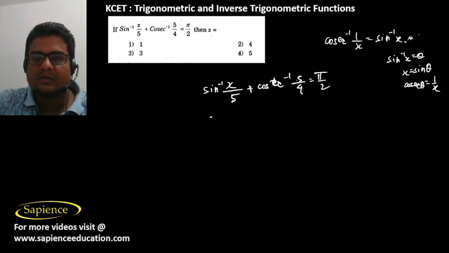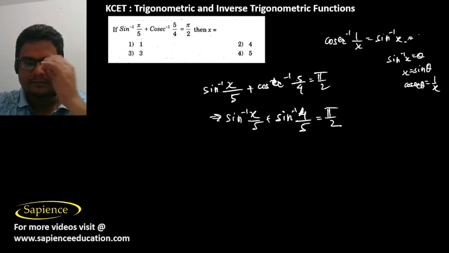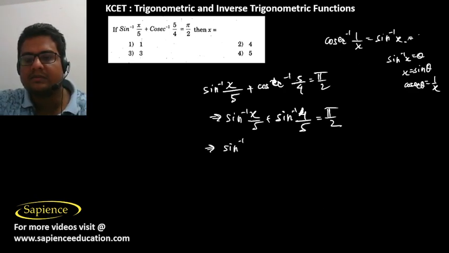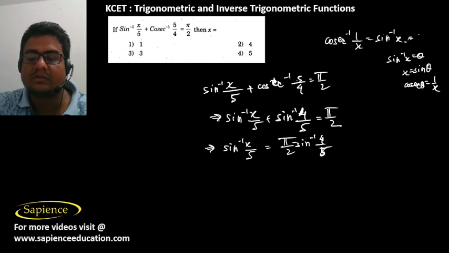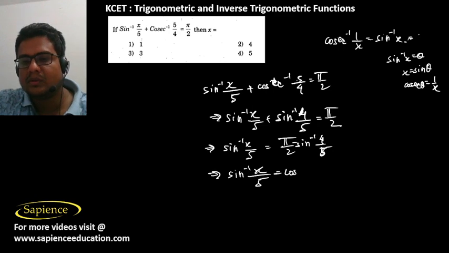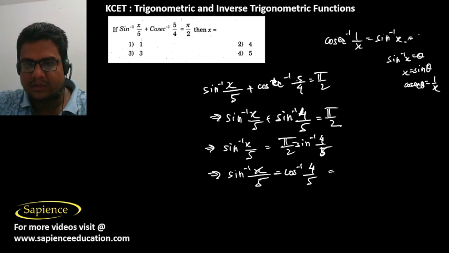Okay. So this we can also write, this is sine inverse x by 5 plus sine inverse 4 by 5, that is equal to pi by 2. That means that sine inverse x by 5, that is equal to pi by 2 minus sine inverse 4 by 5. Now pi by 2 minus sine inverse x is cos inverse x. So therefore sine inverse x by 5, that is equal to cos inverse of 4 by 5. So let this be equal to theta.